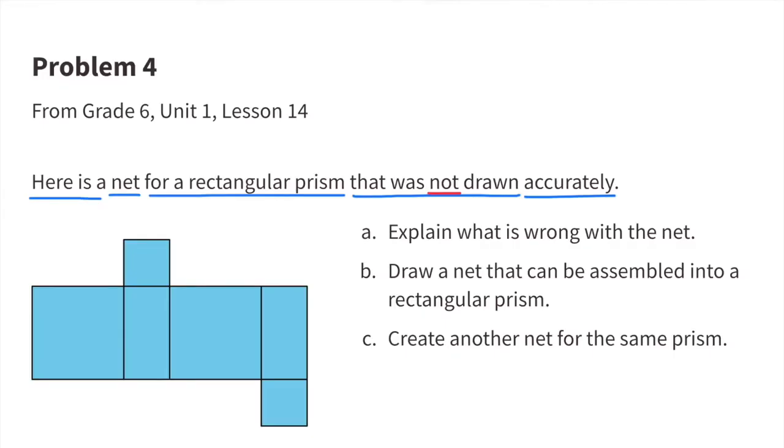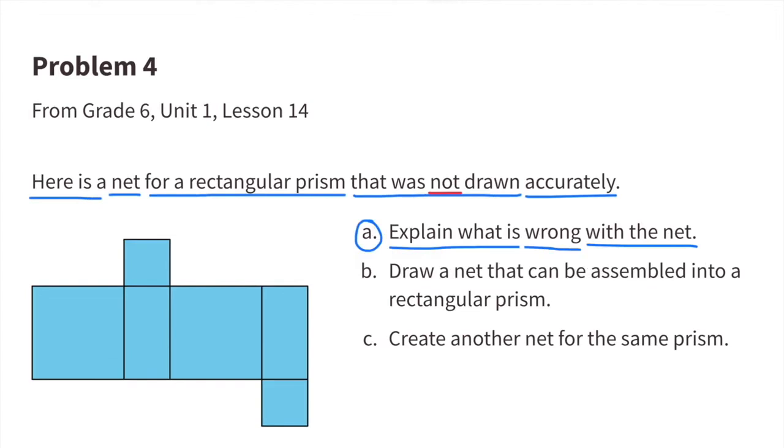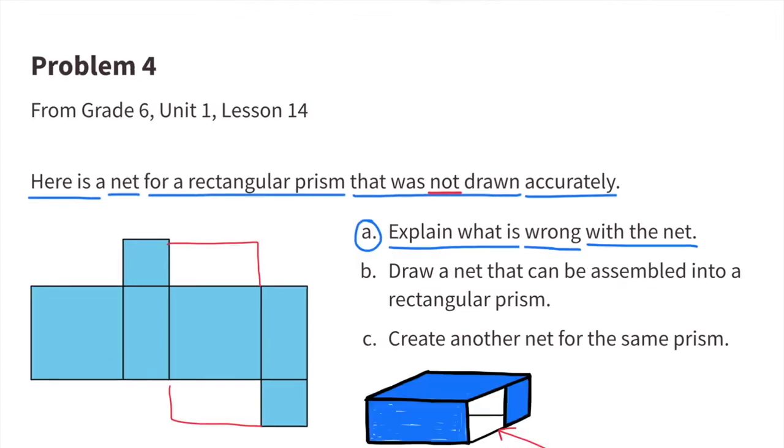Number 4. Here is a net for a rectangular prism that was not drawn accurately. A. Explain what is wrong with the net. When the shape is folded, the 2 small squares are not the right size to close the 3-dimensional figure. After it's folded up, you can see that there's a gap like the example that I left on the right. That white section represents the gap.